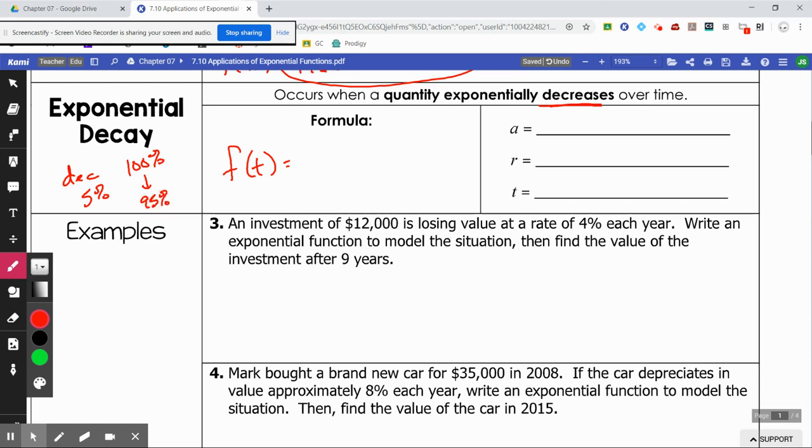So that's the reason in this formula, we're going to start at a, and we're going to multiply by a rate of 1 minus r, to where r is the percent that it's going down, raised to the t power. So again, a is the initial amount, or amount that you're starting with. R is the rate of decrease. And then, of course, t would be, again, time.